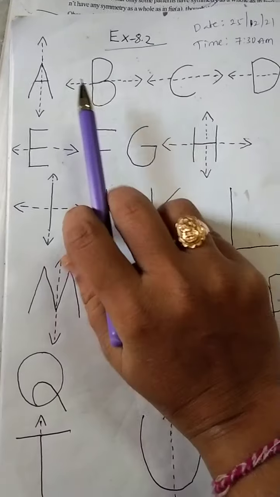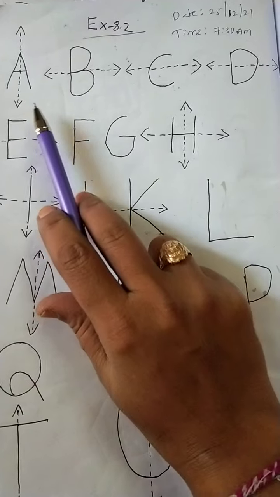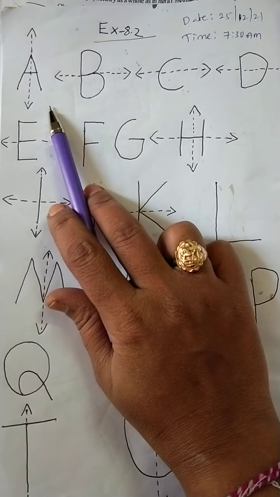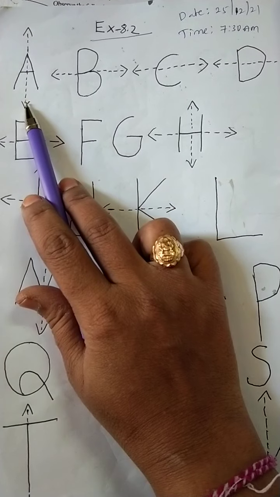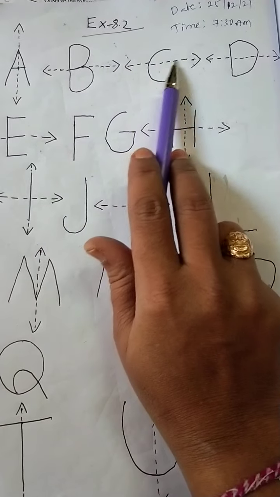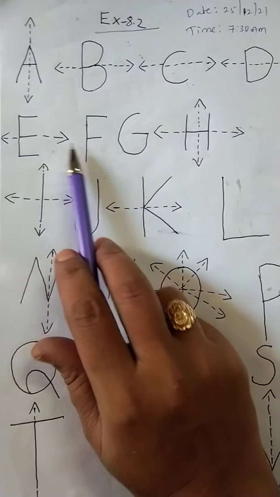I draw the capital letters all up to Z. For individual letters we need to draw possible lines of symmetry. For the letter A, vertical line of symmetry. For B, horizontal line of symmetry. For C also horizontal, D also horizontal, E horizontal.